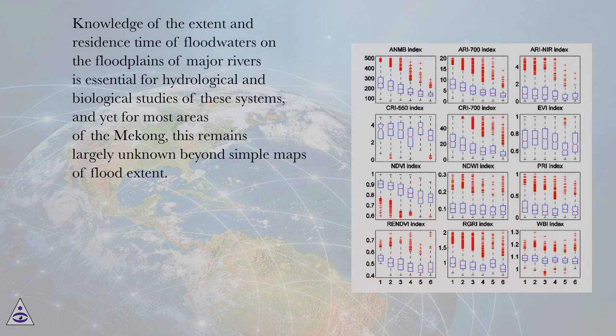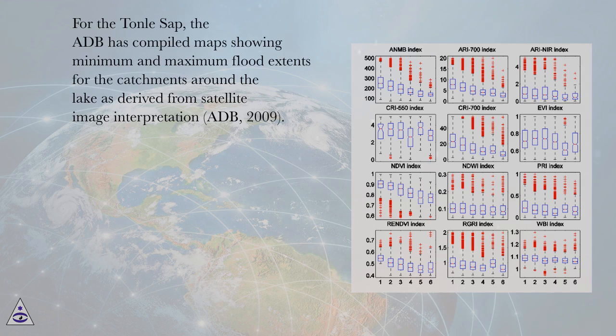Knowledge of the extent and residence time of floodwaters on the floodplains of major rivers is essential for hydrological and biological studies of these systems, and yet for most areas of the Mekong, this remains largely unknown beyond simple maps of flood extent. For the Tonle Sap, the ADB has compiled maps showing minimum and maximum flood extents for the catchments around the lake as derived from satellite image interpretation, ADB, 2009.